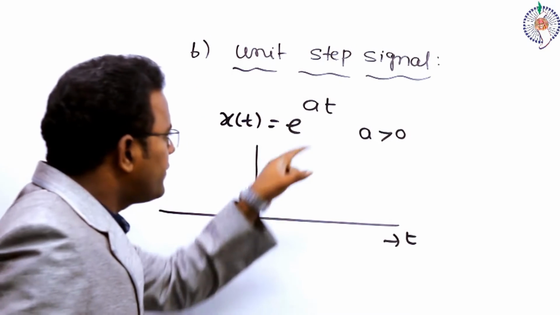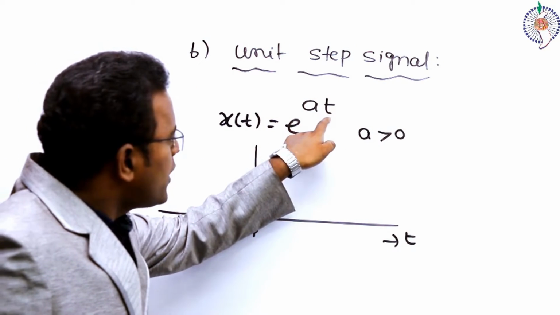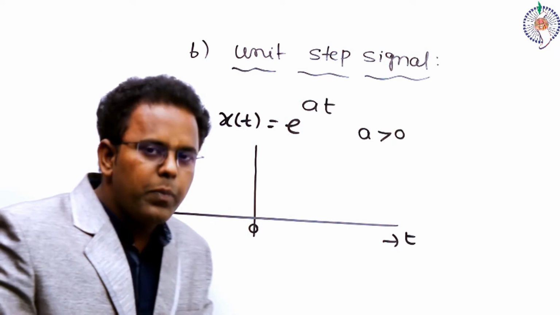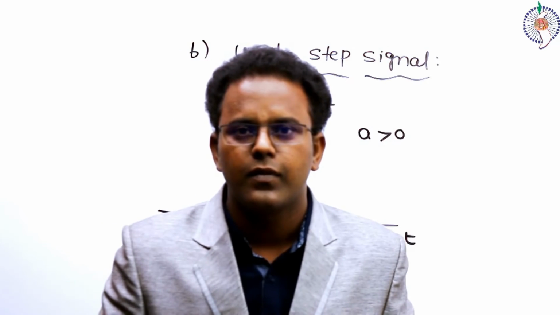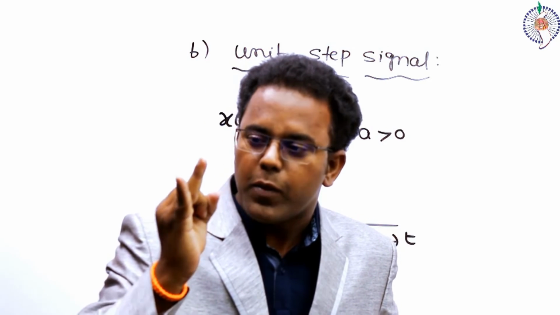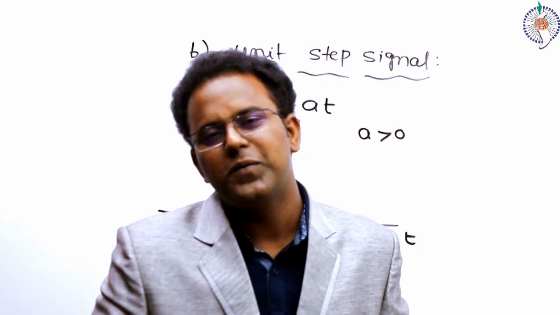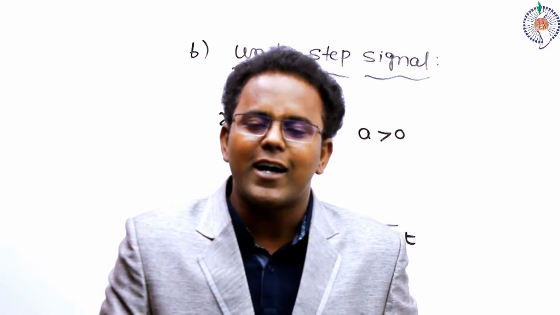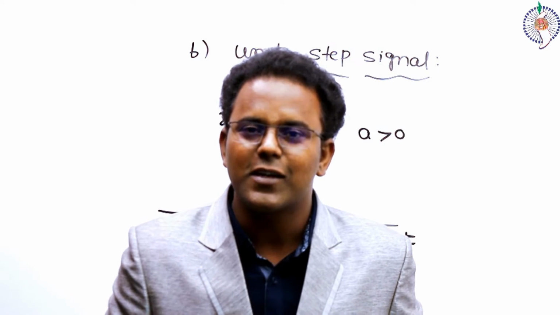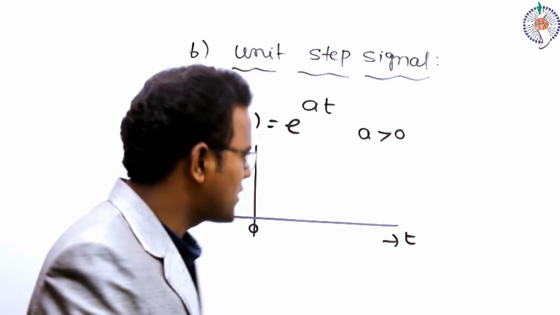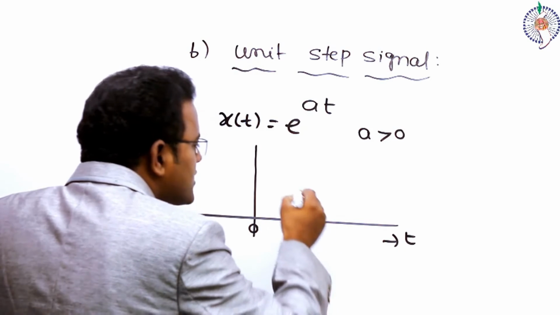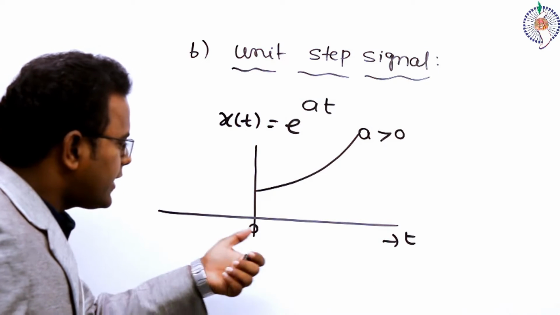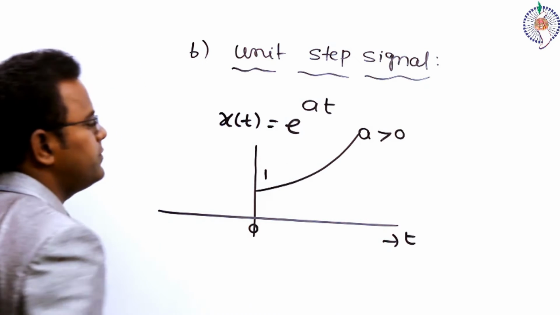T is positive, a is already positive. Positive into positive, positive. E power positive means like e power 1, e power 2, 3, 4, 5. If I am moving like that, are the values increasing or decreasing, students? Yes, values are increasing. So, as you move towards the right, the value is increasing. At t equal to 0, its value is 1.